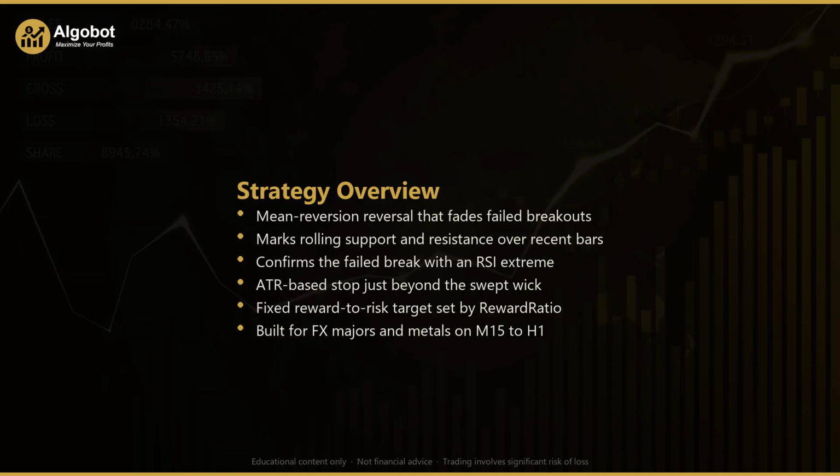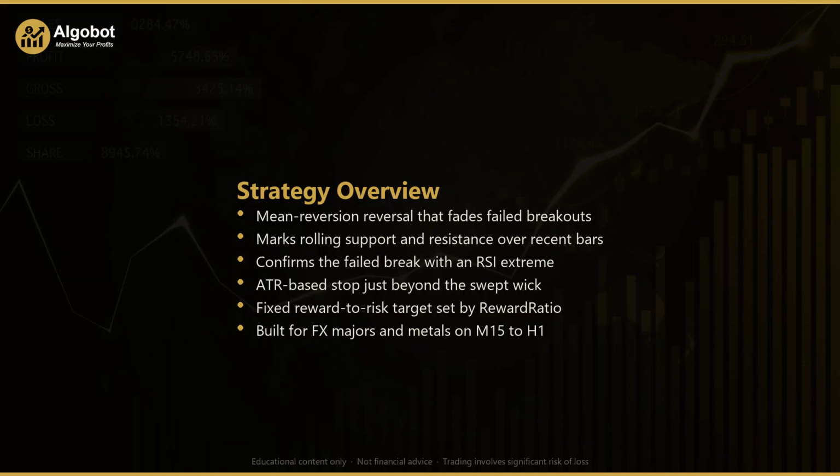On its own, though, a single poke through a level is noisy, because plenty of pokes are actually the first leg of a genuine breakout. So this strategy adds a second condition. It only fades the failed break when momentum is already stretched in the same direction. To do that, the strategy continuously marks structure. Over a window of recently closed bars, it records the highest high as resistance and the lowest low as support. Those levels update themselves automatically on whatever symbol and time frame you load, so there's no fixed pip or point math involved. The signal bar must pierce one of those levels by a meaningful fraction of the average true range, and then close back inside the range.